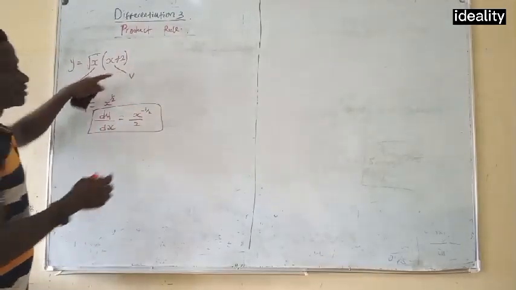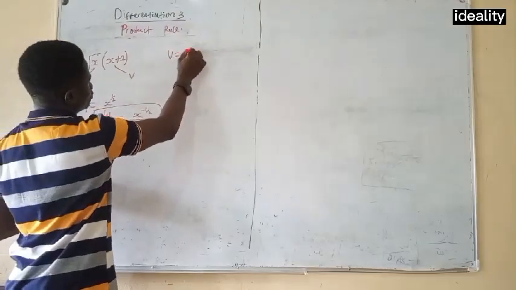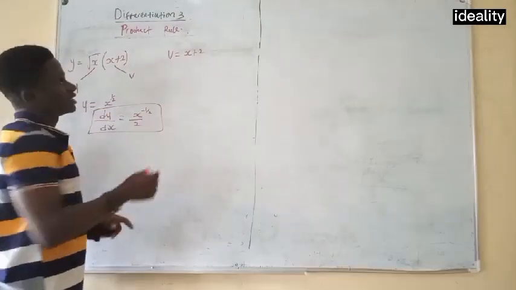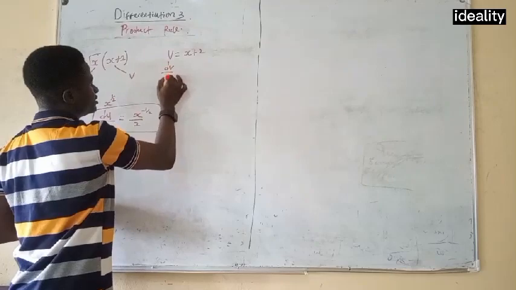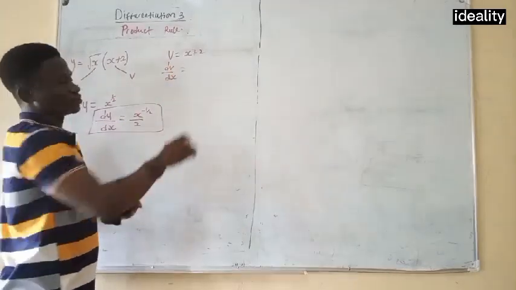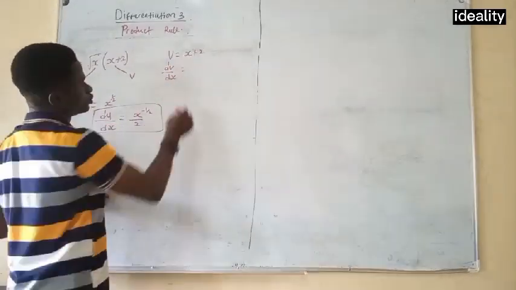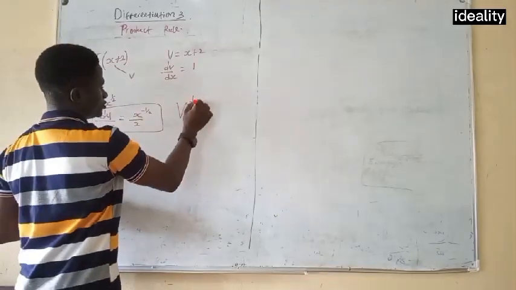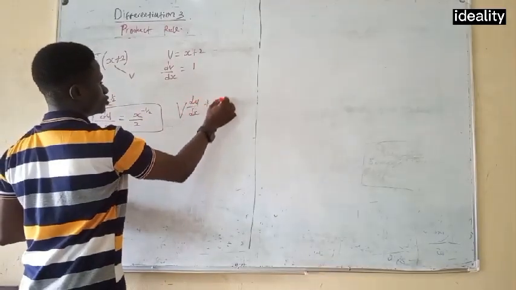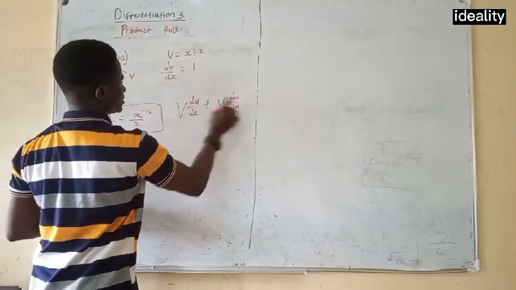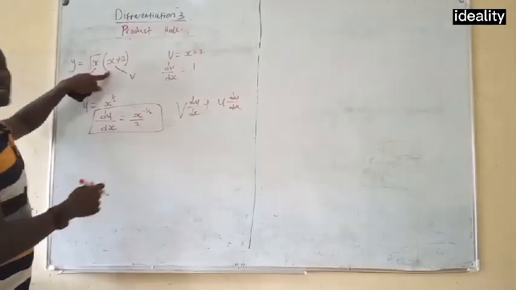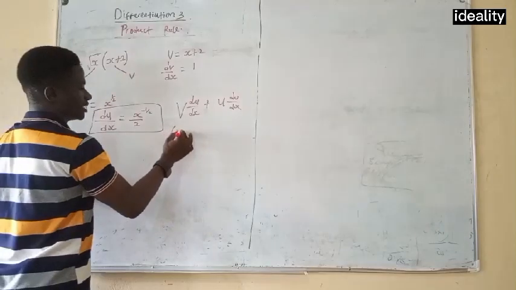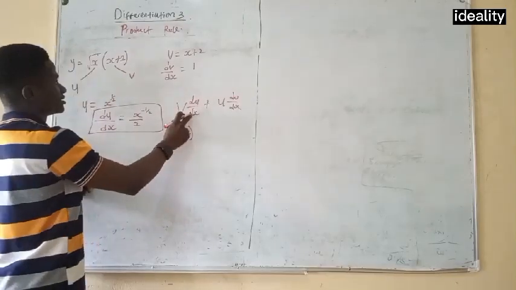Then you come to this again. My v is equal to x plus 2. Then you find dv/dx. When you differentiate this, by the general method, you have 1. Then using the product rule, v du/dx plus u dv/dx. What is my v? My v is x plus 2, times du/dx.